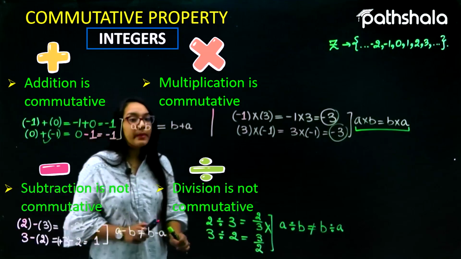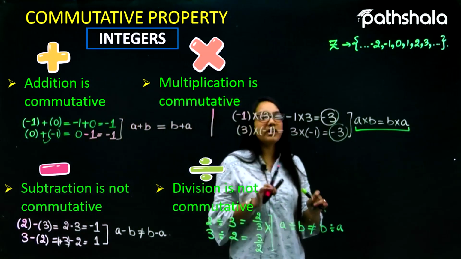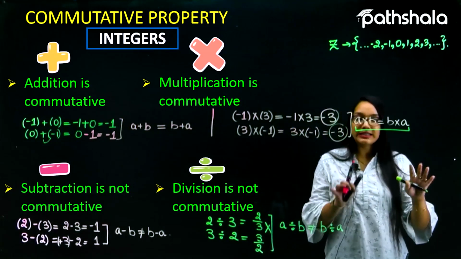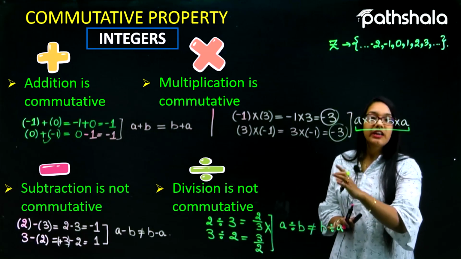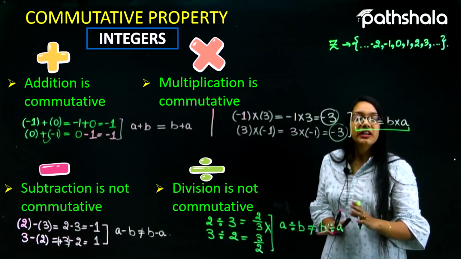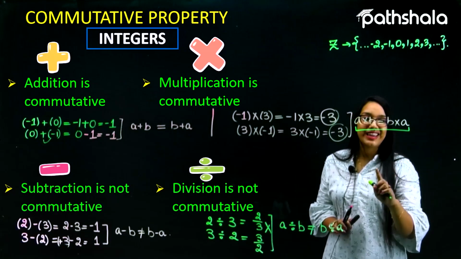So I hope this whole concept of the commutative property for integers under the basic four operations is clear to you: addition is commutative, subtraction is not commutative, multiplication is commutative, but division is not commutative for any two integers A and B.